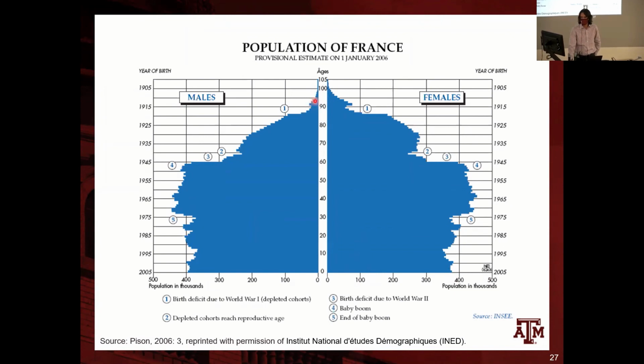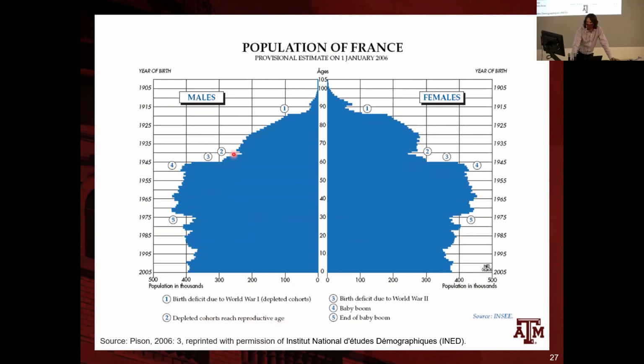And then when you start to look at the pyramid, you start to understand why in some cases you have these dips here. Why here you have fewer people compared to those around, even older people or younger people. Number one, that's the birth deficit due to World War I. A lot of people die, you have these depleted cohorts there in absolute numbers.